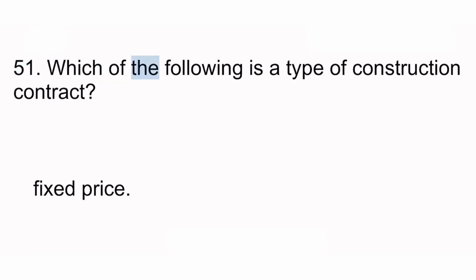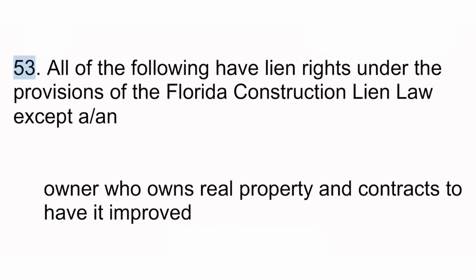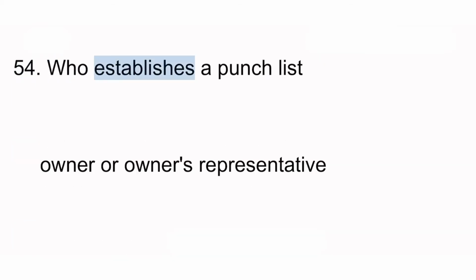51. Which of the following is a type of construction contract? Fixed price. 53. All of the following have lien rights under the provisions of the Florida Construction Lien Law except an owner who owns real property and contracts to have it improved. 54. Who establishes a punch list? Owner or owner's representative.